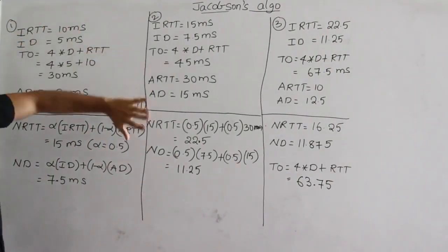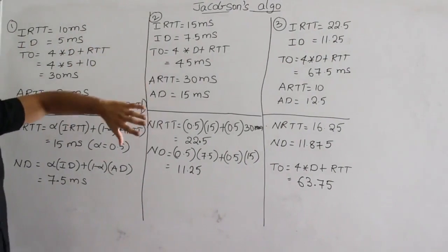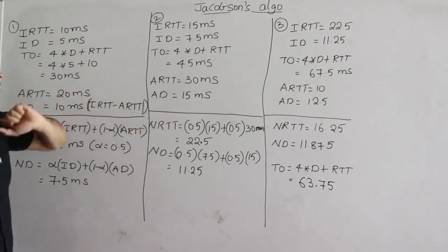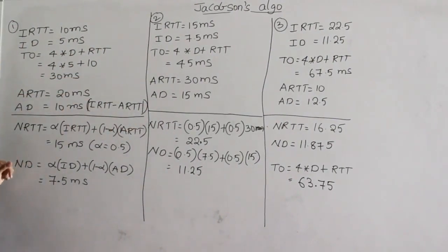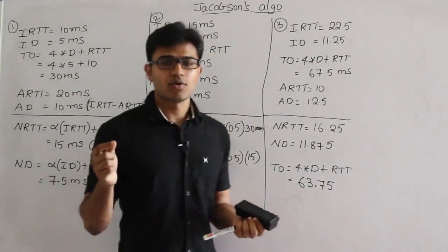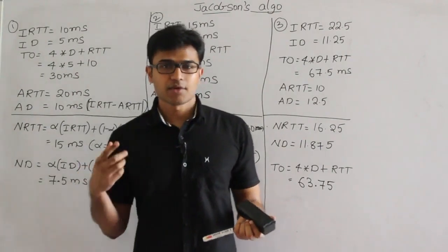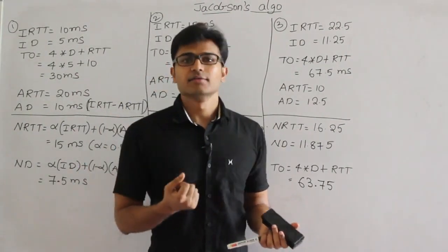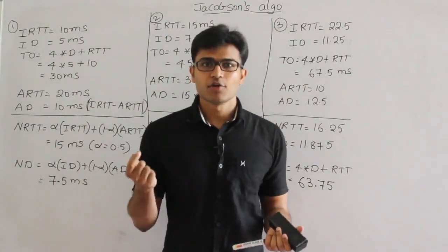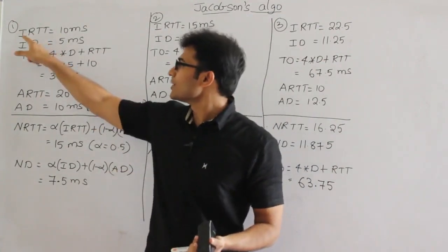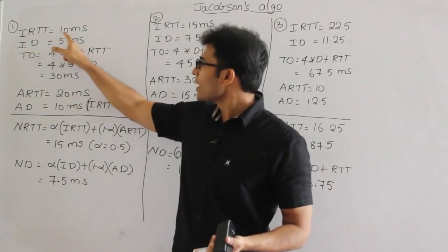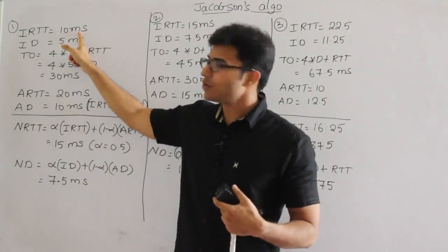So I have calculated the entire example. Using this example, I'll explain Jacobson's algorithm to you. The example starts like this. Initially, when I'm sending the packet, I don't know what to expect, which means I don't know when the acknowledgement will come back. Therefore I'm going to guess it. I'm going to guess that the initial round trip time might be 10 milliseconds.